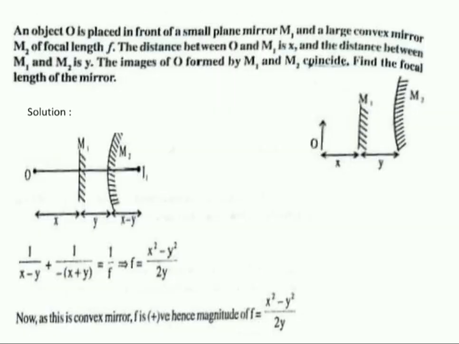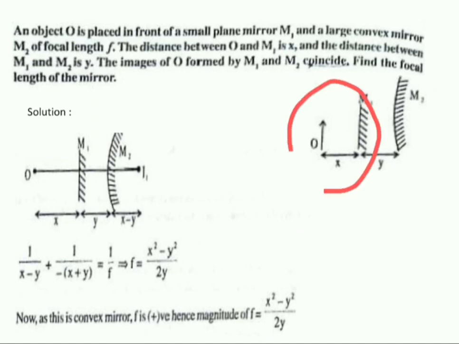Okay, now let us see one more question where two mirrors are used, a plane mirror and a convex mirror. What is the question? An object O is placed in front of a small plane mirror M1 and a large convex mirror M2 of focal length f. The distance between object and M1 is x and the distance between M1 and M2 is given as y.